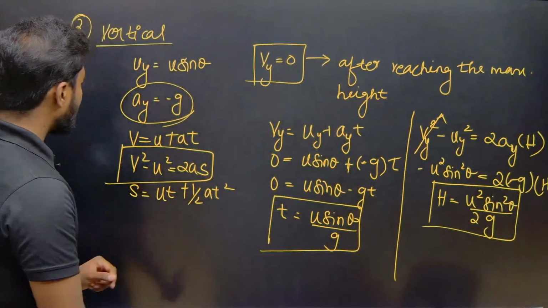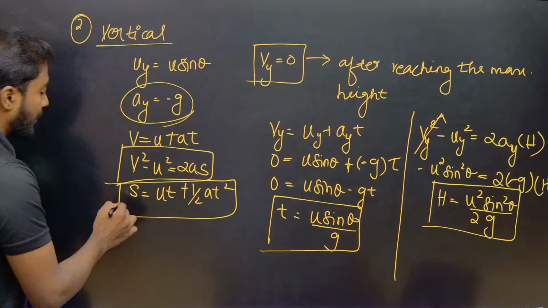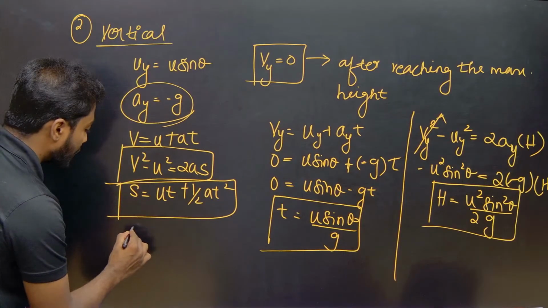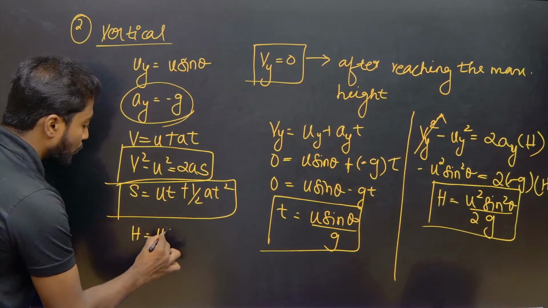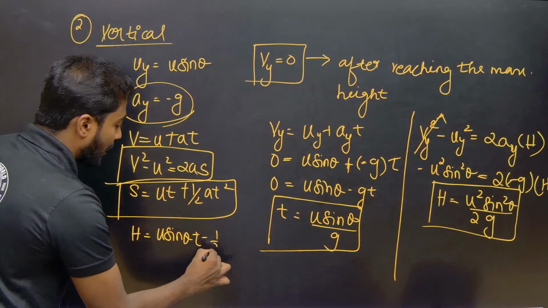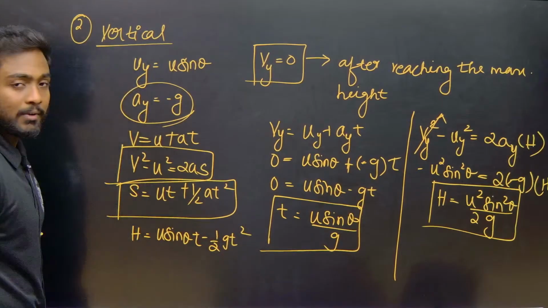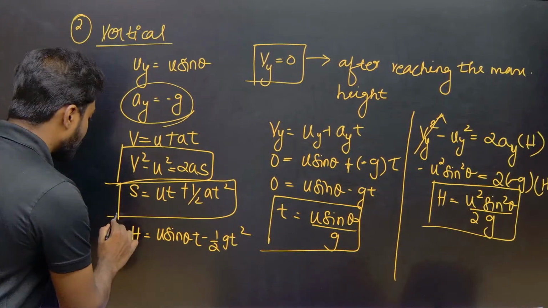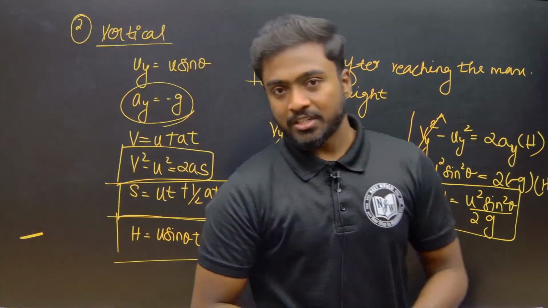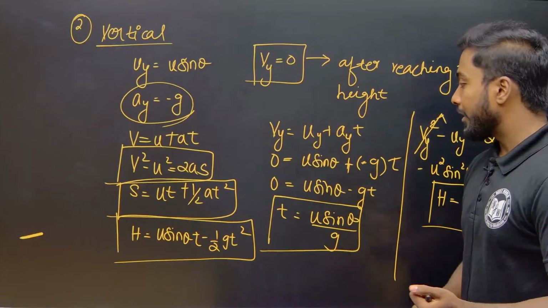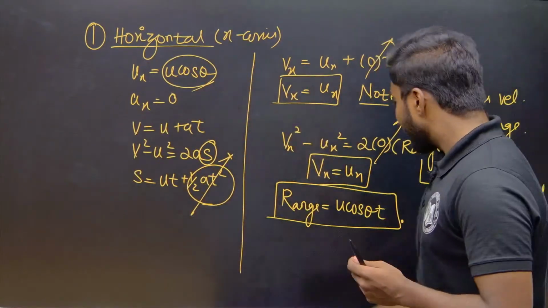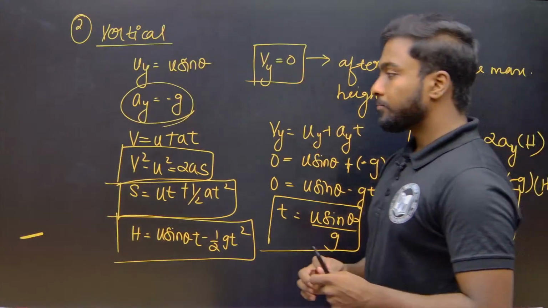Next one is s is equal to ut plus half at square. So here I can say h is equal to u sin theta into t minus half g t square. So this is one more. From here we got the equations for h and t, right. So we have completed one thing, horizontal, that is the x axis, then vertical, the y axis.